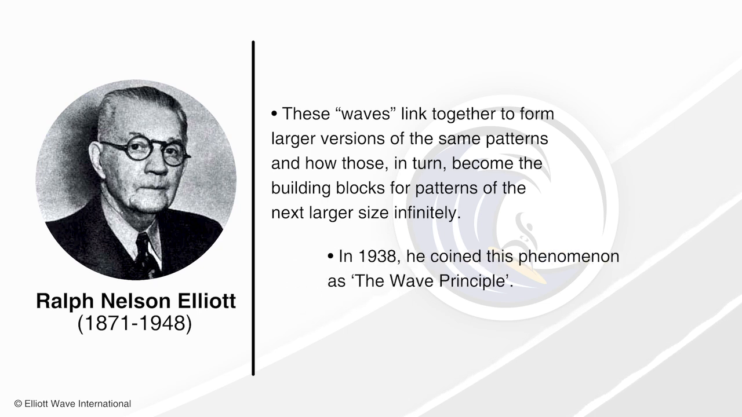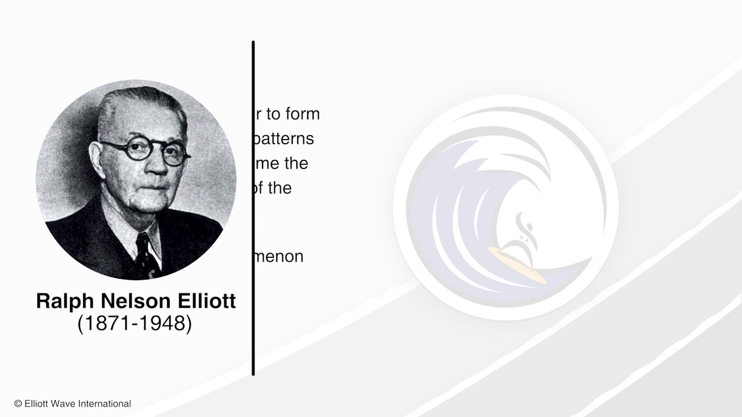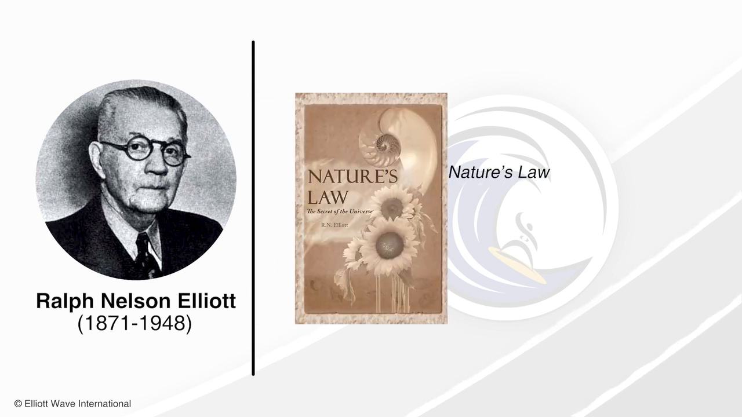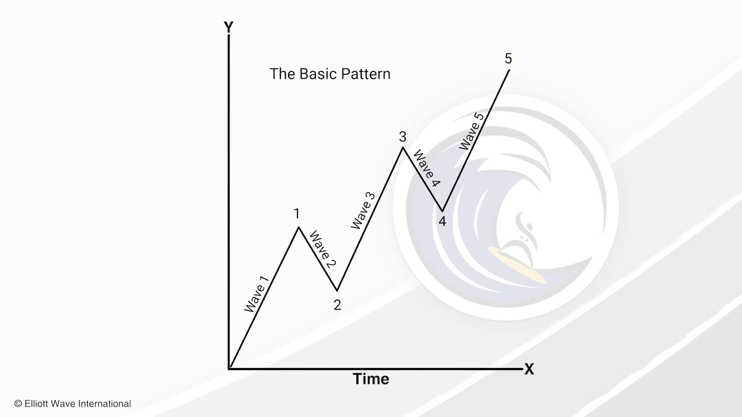In 1938, he coined this phenomenon the wave principle. And in 1946, 2 years before his death, he wrote the book Nature's Law, The Secret of the Universe, where he elaborated on his discovery. This is the basic pattern, which consists of 5 waves up, numbered 1 through 5. The way to look at this diagram is to think of time on the x-axis and price on the y-axis. So these are prices that are being plotted over time.